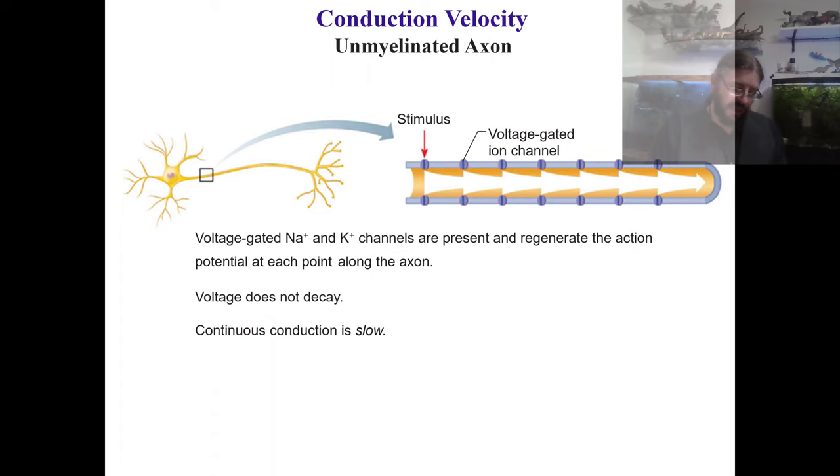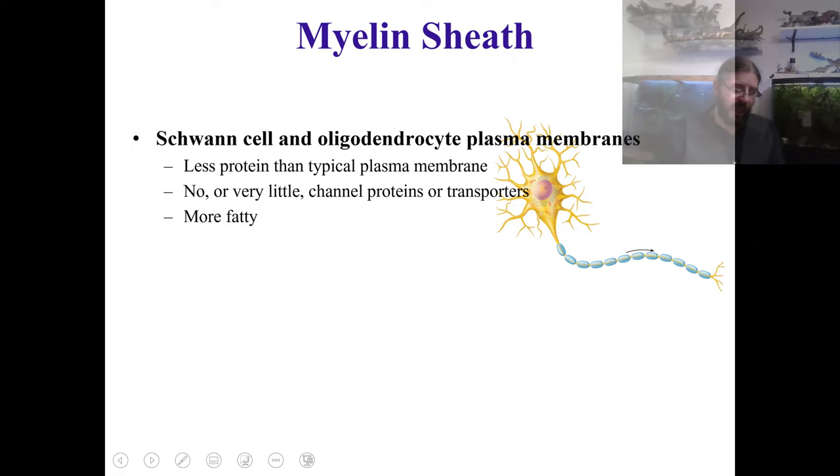You've got sodium and potassium voltage channels present. So that means action potential triggers all the way down. Voltage does not decay, but it has to go all the way down. No saltatory conduction. It's slow. And then we have the myelinated axon, and it gets you going down.